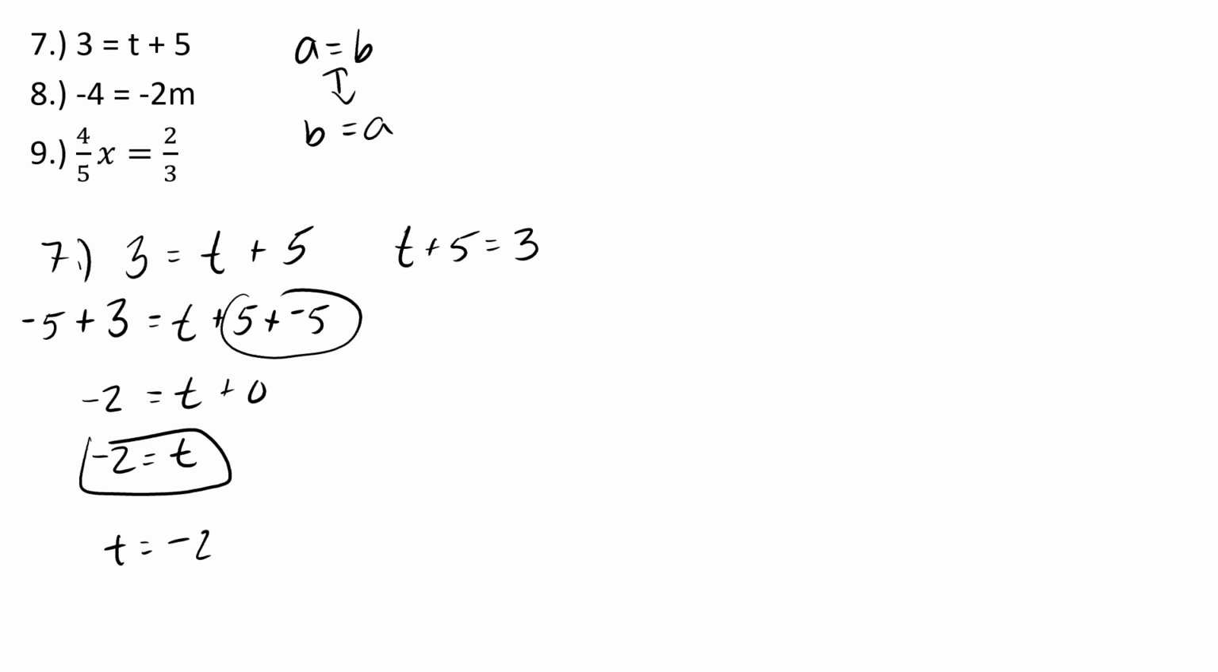Now, if you rewrite it this way, or if you leave it the other way as well, you could say, well, how do we undo addition? We undo addition with subtraction. Therefore, I will subtract 5 from both sides. 5 minus 5 is 0, and 3 minus 5 is negative 2. Therefore, t is equal to negative 2.